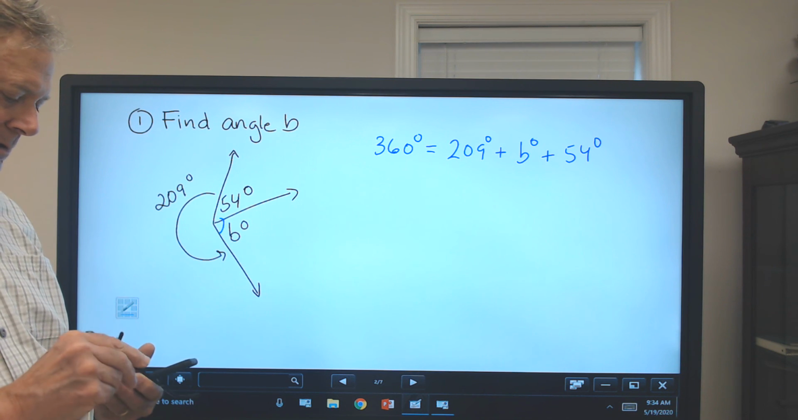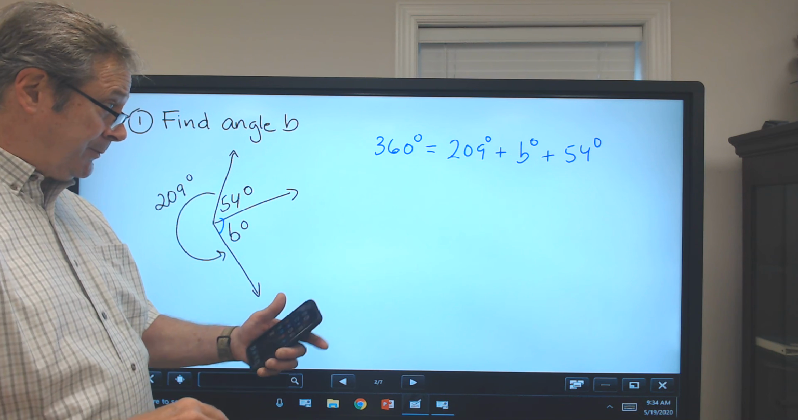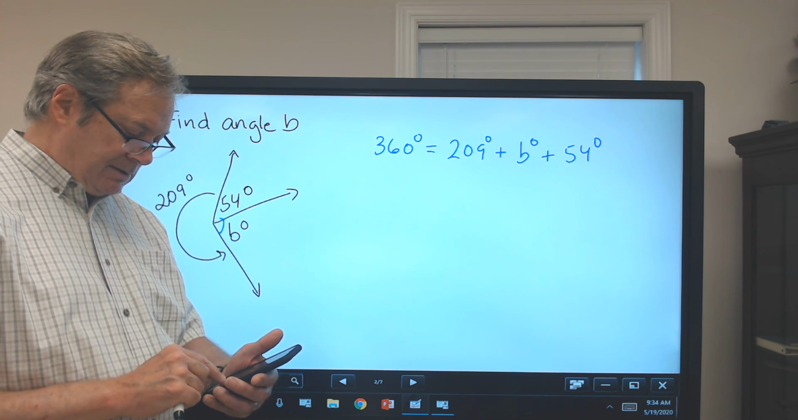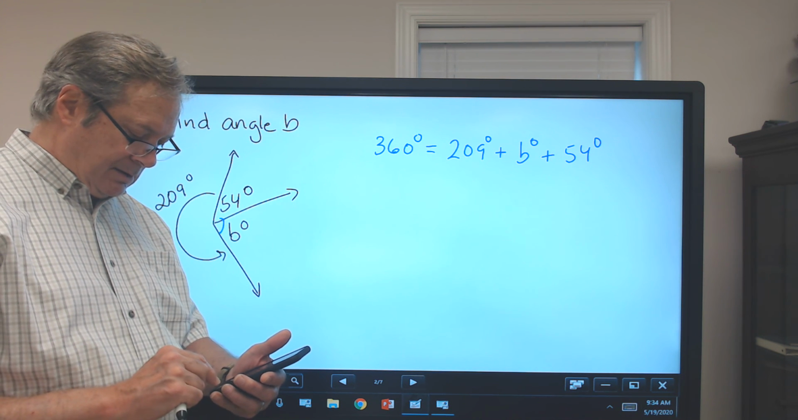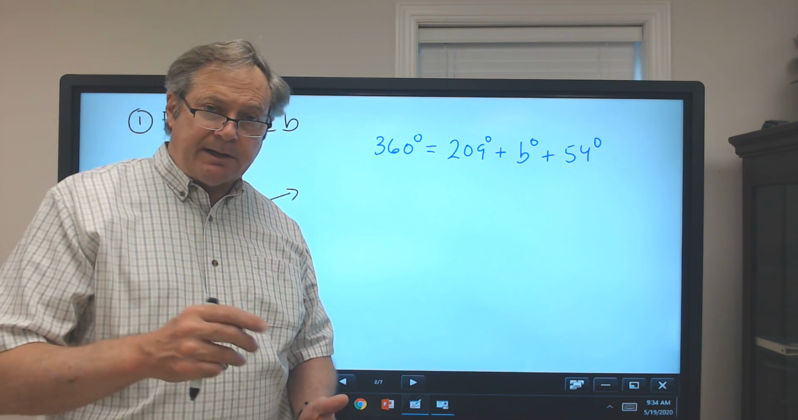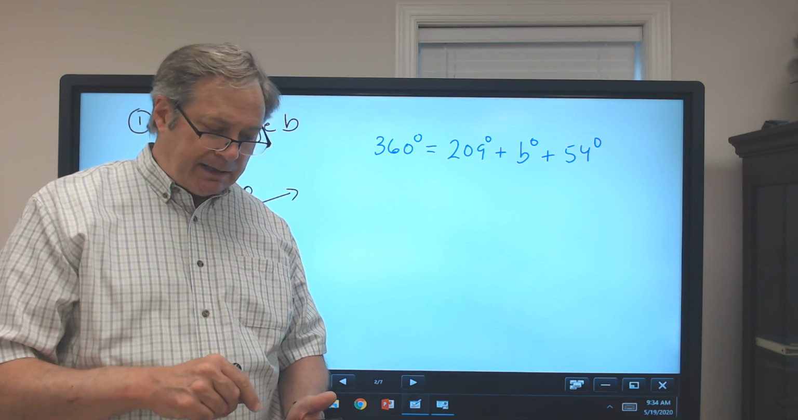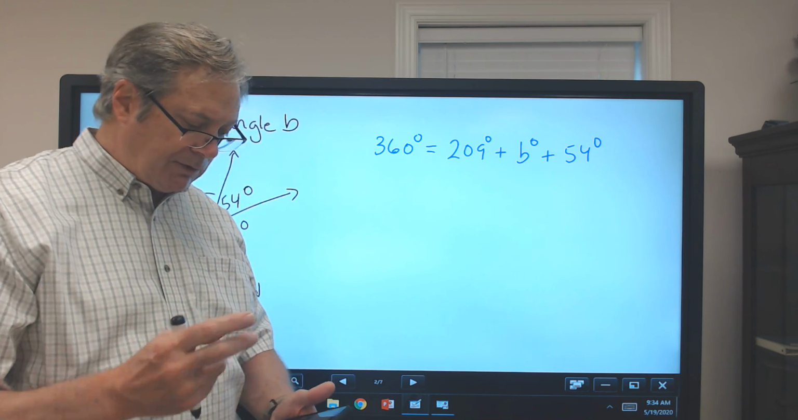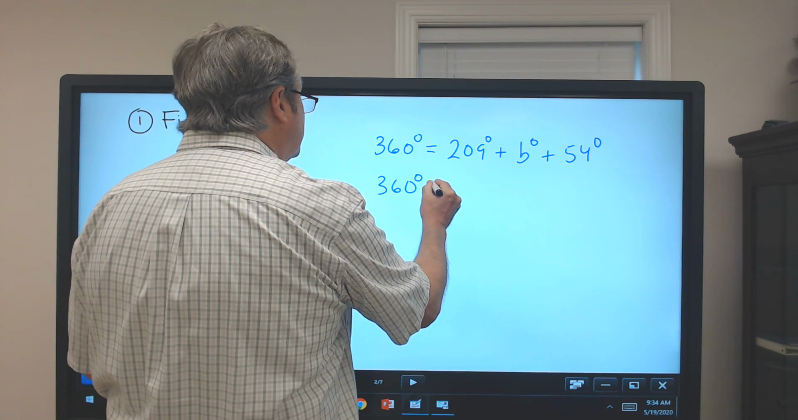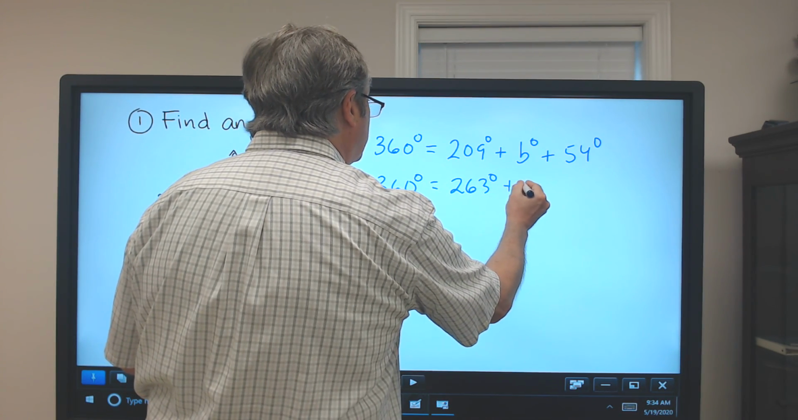Let me get my calculator out and my glasses so I can see what I'm doing. So I'm first going to add 209 and 54. All right, 209 plus 54. Now you may remember when we were doing trig, you had to go to the mode and change it to degree mode. The default is radian, and if you want to check, you'll see that it is. You don't have to go back. So far we've got that 360 degrees is equal to a total of 263 degrees plus angle B.